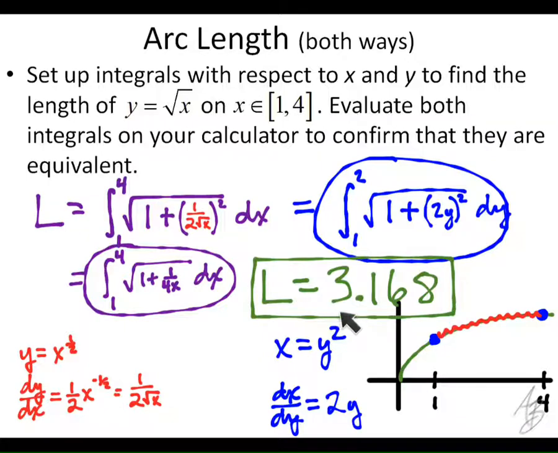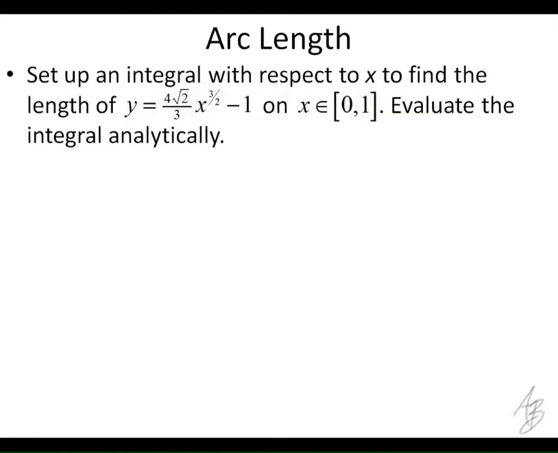You should get a value of 3.168 for both of them. This is actually an example out of your book. So what we want to do here is set up an integral with respect to x to find the length of this curve on the interval from 0 to 1, and we're going to evaluate this one analytically. We're going to do it without the calculator.